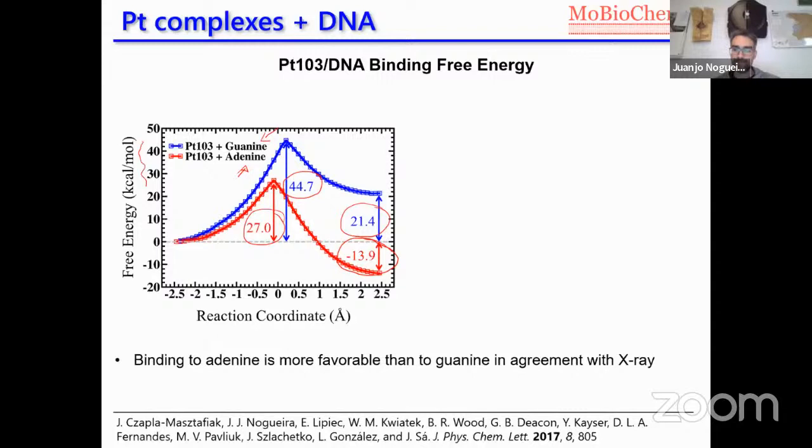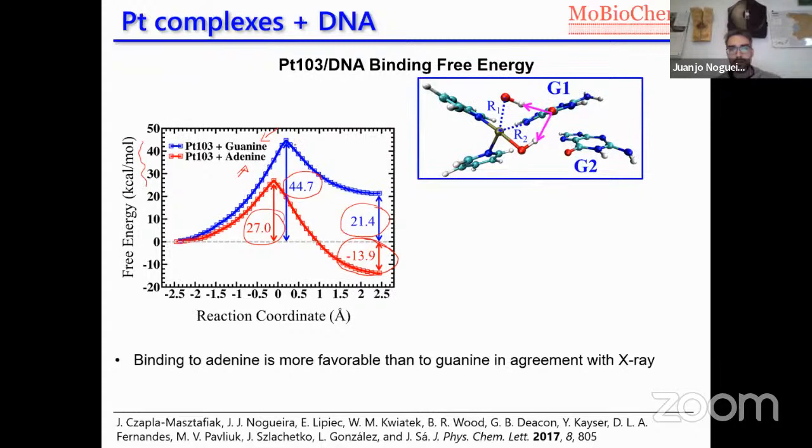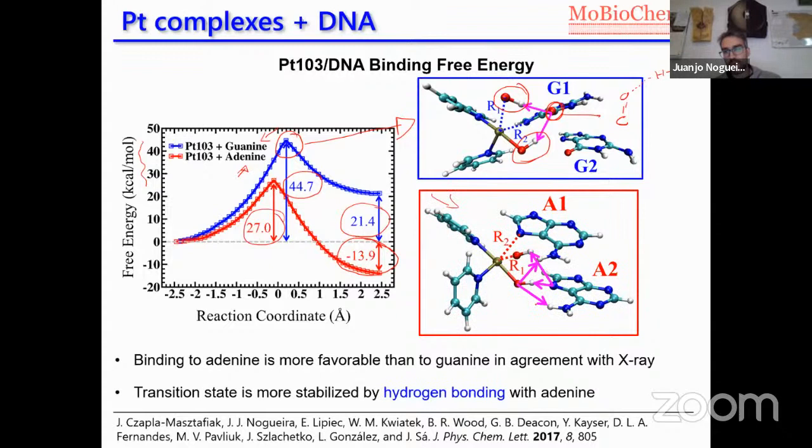We try to explain this situation by looking at the transition states. If we look at the transition state for guanine, we have seen that the system is stabilized by two hydrogen bonds. Remember, in guanine this red atom is a carbonyl group, and this carbonyl group is interacting by hydrogen bonding with the OH of the drug. So we have two hydrogen bonds stabilizing the transition state. However, in the case of adenine, we have four hydrogen bonds stabilizing the system. This transition state corresponds to this situation, where, as you can see, we have four hydrogen bonds. In general, the full pathway is stabilized more when the reaction happens with adenine because of hydrogen bonding.